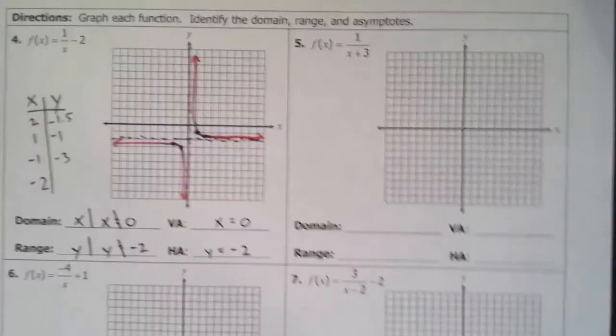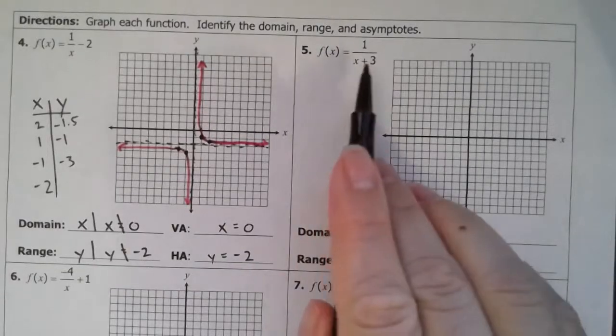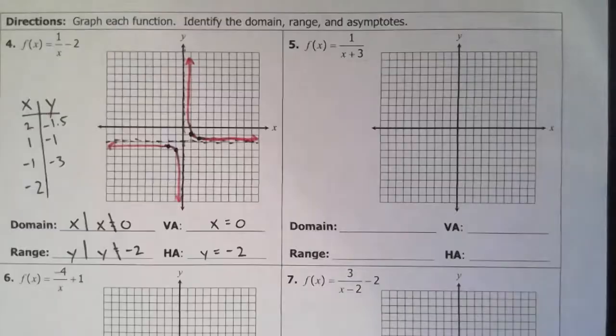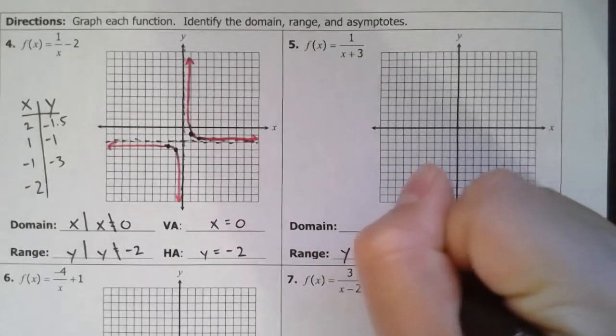The next one, so I don't have a vertical shift, right? So instantly I know my horizontal asymptote would be staying put. It's at y is equal to 0. So then my range would be all y such that y is not 0.